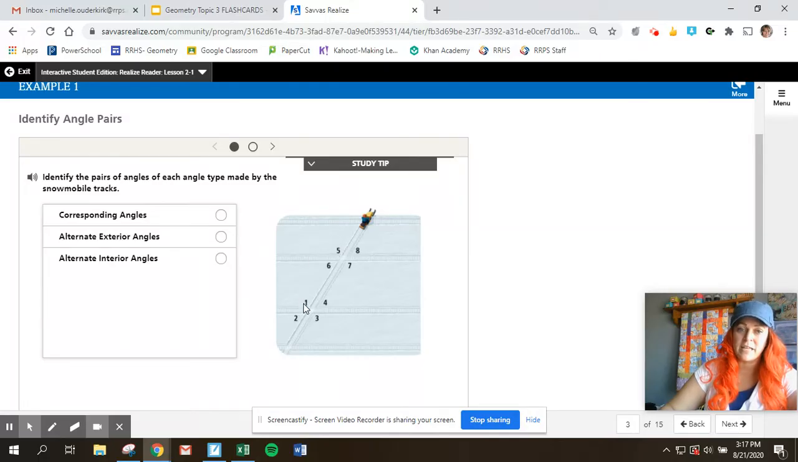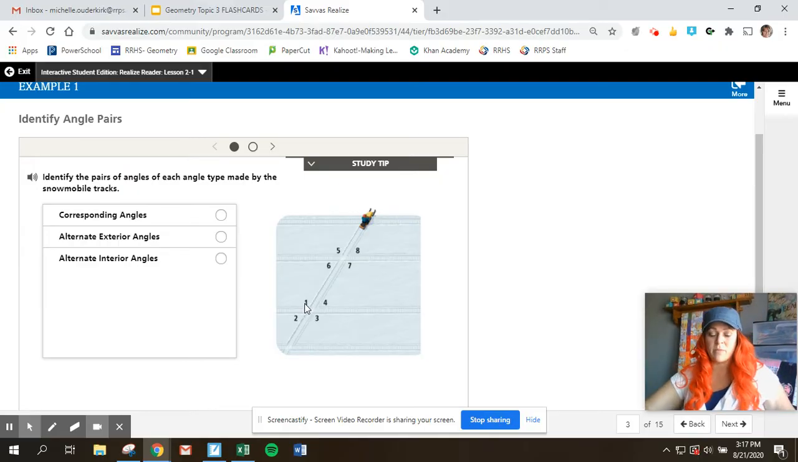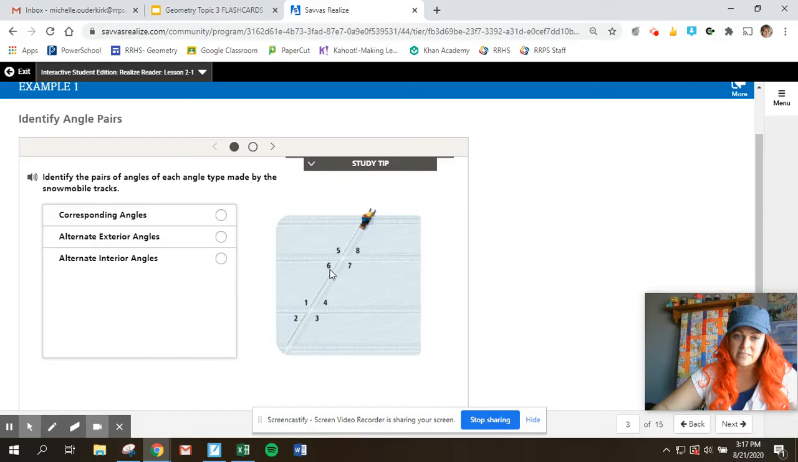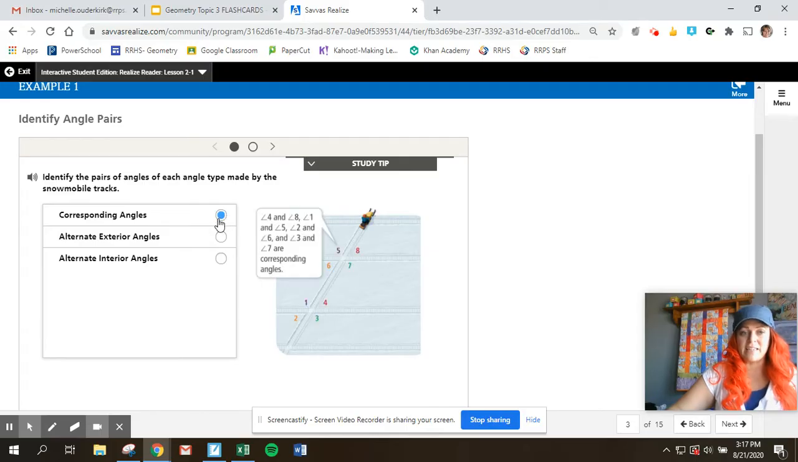Those are corresponding angles. So no matter which set of angles you are, there's a corresponding part. So look at angle 6. Angle 6, below the line, left, corresponds with 2. Below the line, left. 3 corresponds with 7, and hopefully you can see 4 corresponds with 8. And so if I clicked on that, those are the answers you're going to see. Okay.